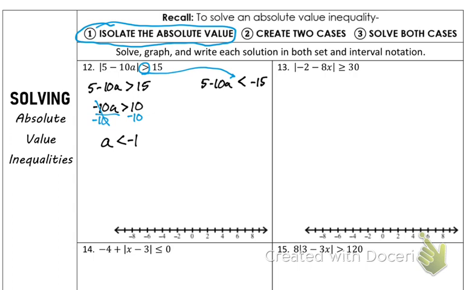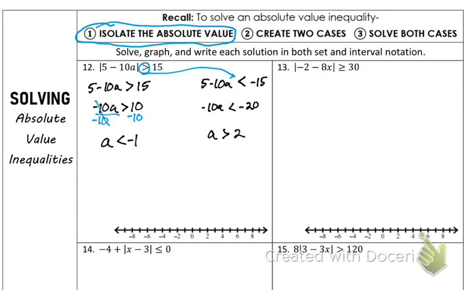That's one of our compound inequalities, so we are creating a compound inequality. For our next one, we're going to go ahead and subtract 5 from both sides, giving me -10a is less than -20. Dividing by a negative means I'm going to flip my sign, so I'm going to have a is bigger than 2. So we have two statements. We have a needs to be less than -1 and a needs to be bigger than 2. Let's go ahead and graph these first before I write my interval notation. So we already have our set notation, but let's do our interval notation right here.